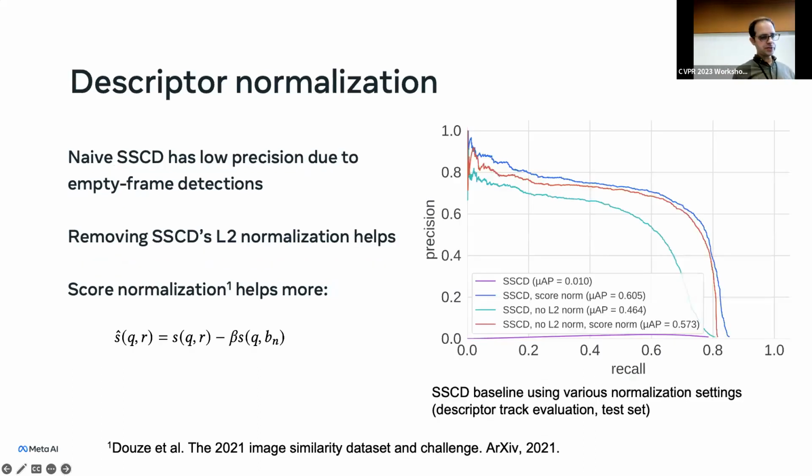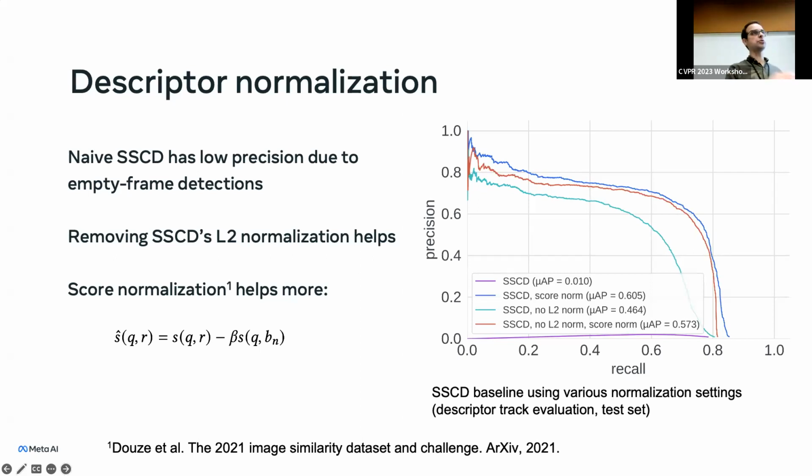So if we match using SSCD naively, the visualization here is precision and recall on the descriptor track. If we match naively, we get this purple line at the bottom, which is barely visible as a precision recall curve because it never achieves high precision. And most of the problem here is these mostly empty frames.